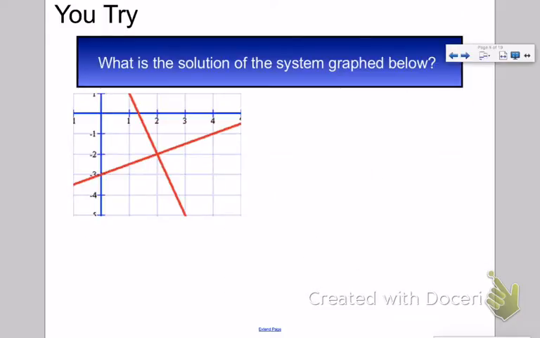So what is the solution of the system graphed below? Well, that's where they intersect, so I need to find the point of intersection, which is at x equals 2, y equals negative 2. And I always write my answer as an ordered pair with parentheses and commas.